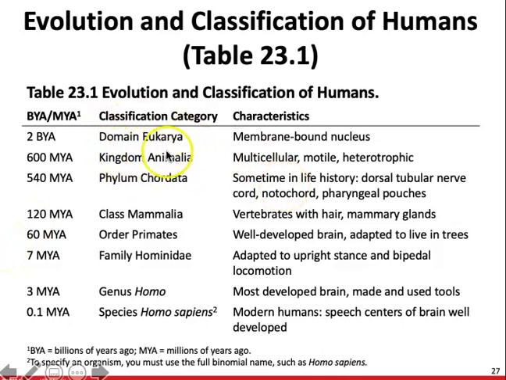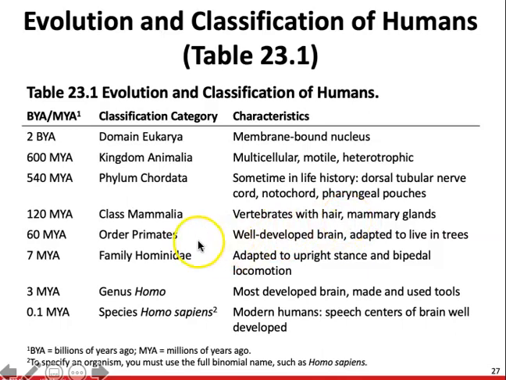We are members of the domain Eukarya because we have membrane-bound nuclei. We are also members of the kingdom Animalia because we are multicellular, motile, and heterotrophic. Phylum Chordata indicates that we have a long nerve cord. Basically, this is about whether or not you have a spinal column. Chordata is all of the vertebrate species. Mammalia would be us because we have the hair and mammary glands of other mammals.